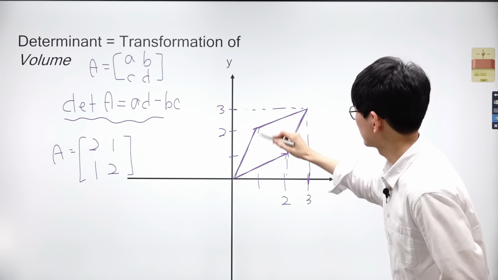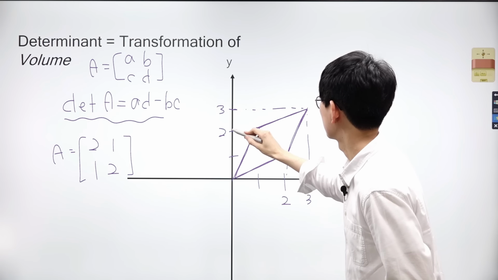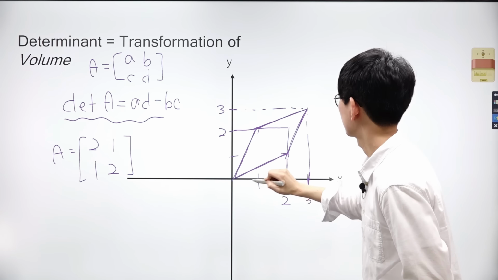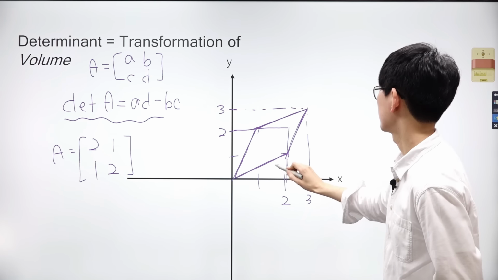Now let's calculate the area inside the parallelogram formed by these vectors. One straightforward method to calculate the area is by dividing the parallelogram into smaller pieces like this.